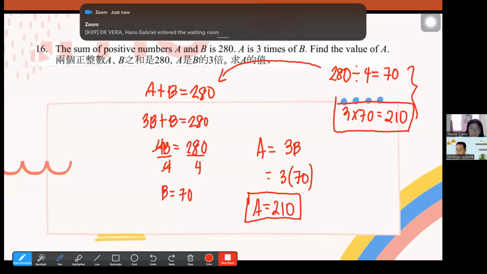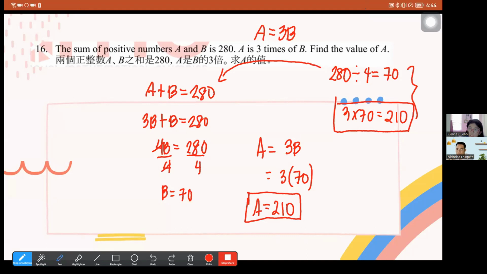Okay? So the first sentence, the sum of positive numbers A and B is 280, right? So A plus B is equal to 280. The next condition, A is 3 times B. So the value of A is 3 times B. So instead of writing A here, you write 3 times B or 3B. Okay? So 3B plus B is equal to 4B, right? So 4B is equal to 280.